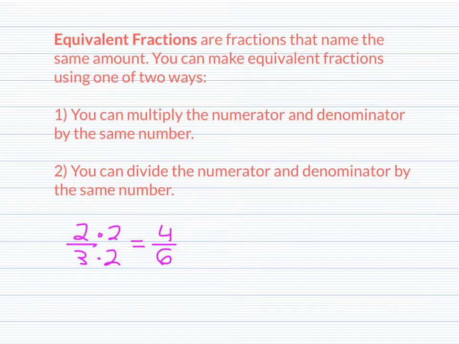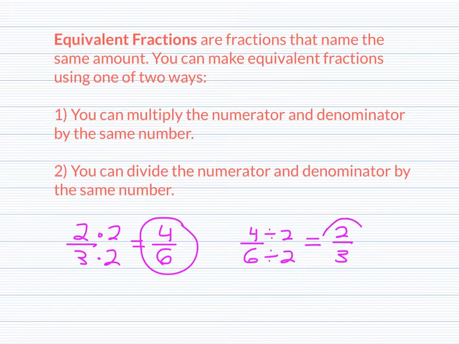You can also divide the numerator and denominator by the same number. So I could start with 4/6, and I could divide both of them by 2. And when I do that, 4 divided by 2 is 2, and 6 divided by 2 is 3. So we get the other fraction. So we see that whether we multiply or divide the numerator and denominator by the same number, we get equivalent fractions.